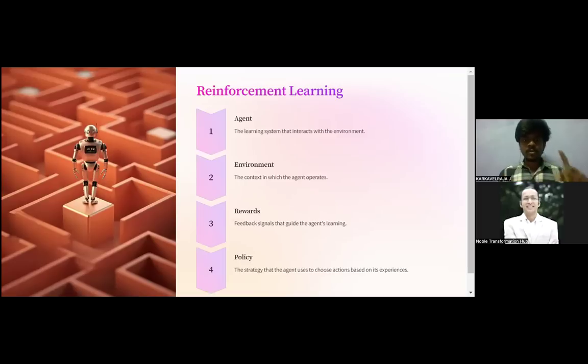So what is an agent? An agent is a learning system that interacts with the environment. The environment is the context in which the agent operates. Reward is the feedback signal that guides the agent's learning. Policy is the strategy that the agent uses to choose actions based on its experience.